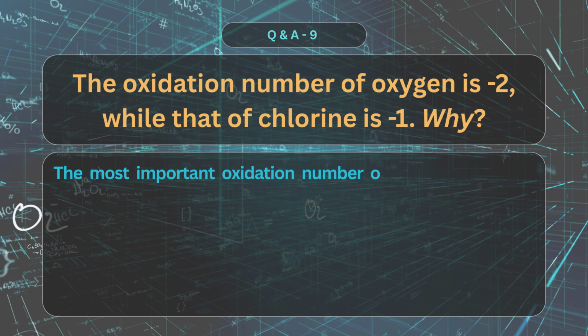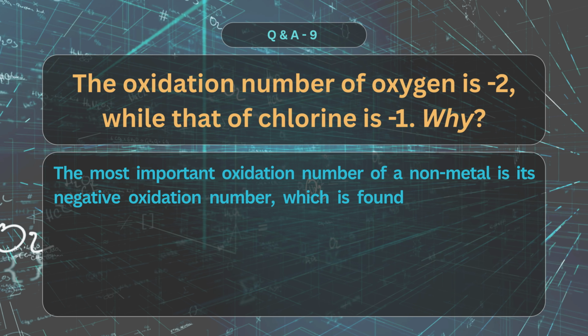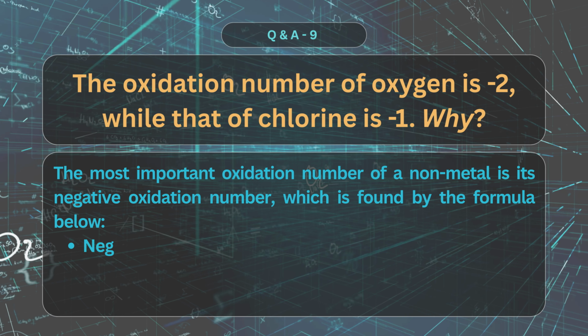Want a quick hack? Oxygen usually sits at -2 and chlorine at -1. These default oxidation states are tested everywhere from the MCAT to CBSE.